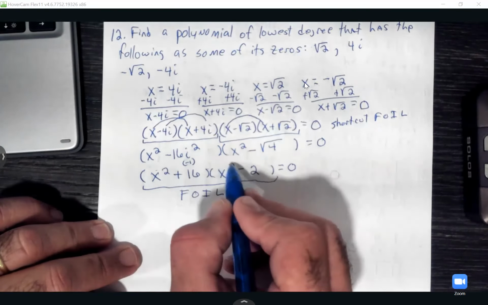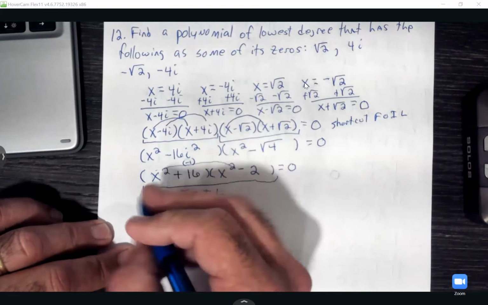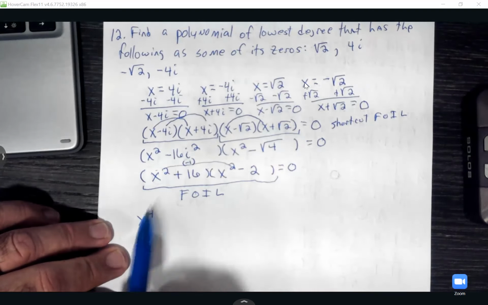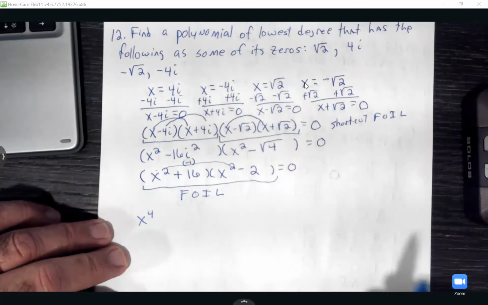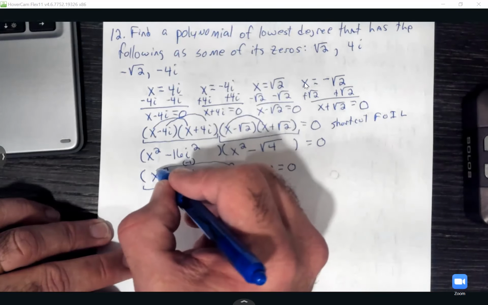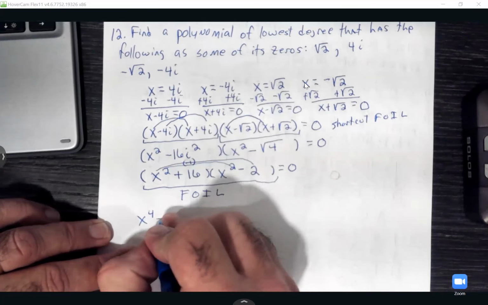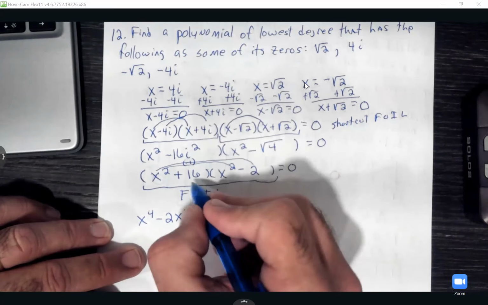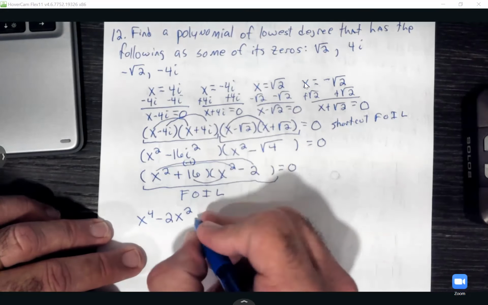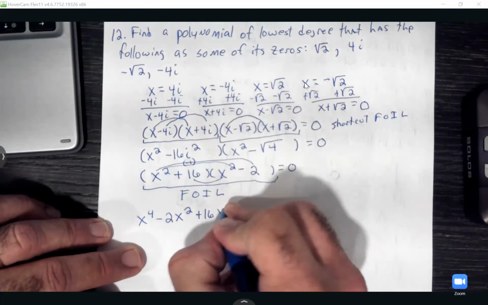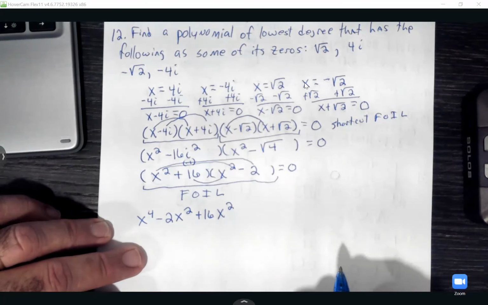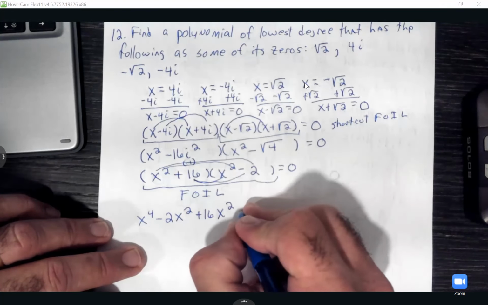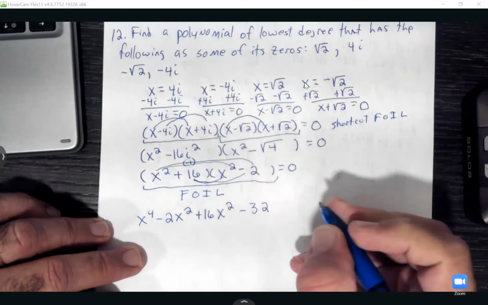So here we go. We got the x squared times the x squared, which is going to give you an x to the 4th. Well, y'all, we need an exponent 4 here because we had 4 zeros, okay? Now, x squared times negative 2 is a negative 2x squared. 16 times x squared is a positive 16x squared. And then finally, 16 times negative 2 is a negative 32.